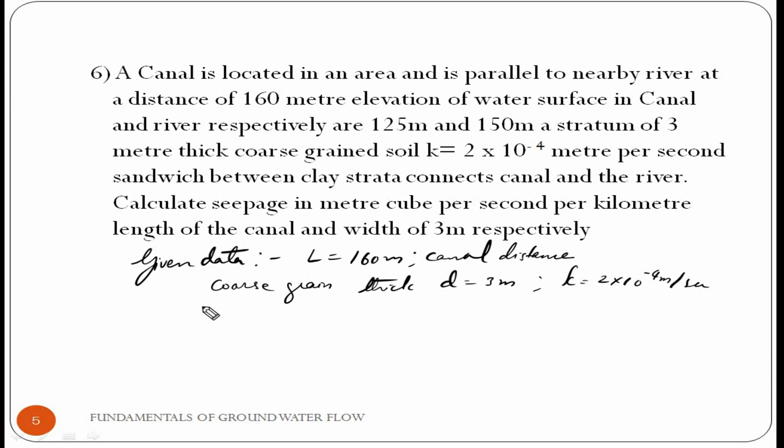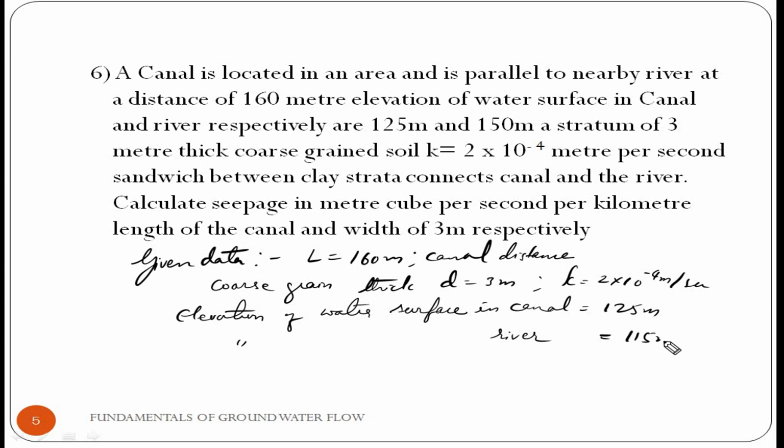So the elevation of water surface in the canal is equal to 125 meter, and similarly the elevation of water surface in the river is 115 meter. So we need to find the Q value in meter cube per second per kilometer length of canal.